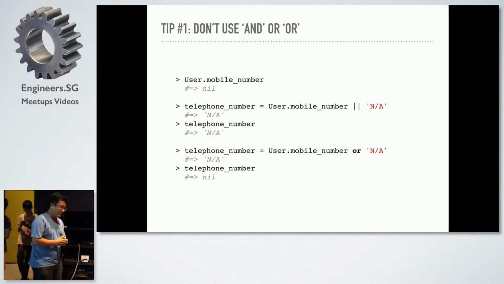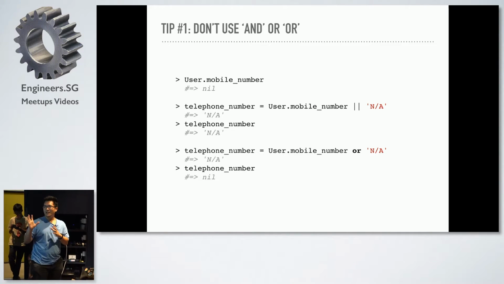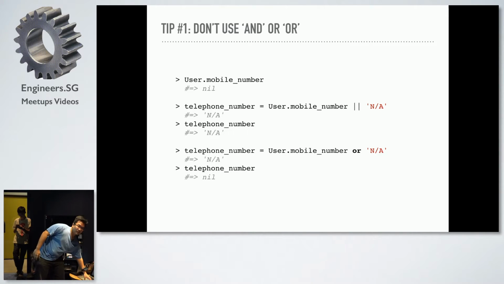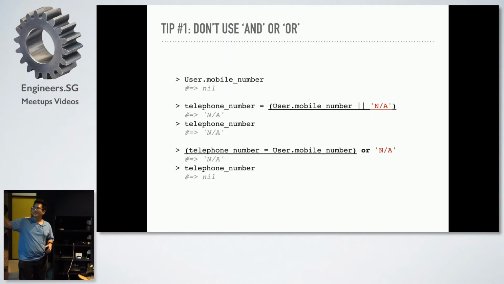So what's happening here is that the pipe symbols and the or symbols don't have the same binding. What's actually happening is something like this. If you use the pipe symbol, the order of evaluation Ruby takes is it evaluates what's in the brackets first, and then it assigns to the variable telephone number. But if you use or, it will evaluate that assignment first, and then evaluate the next part of the line.